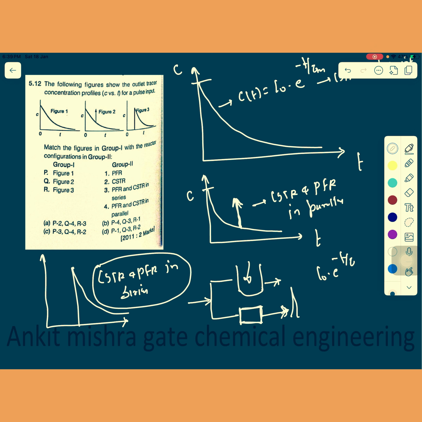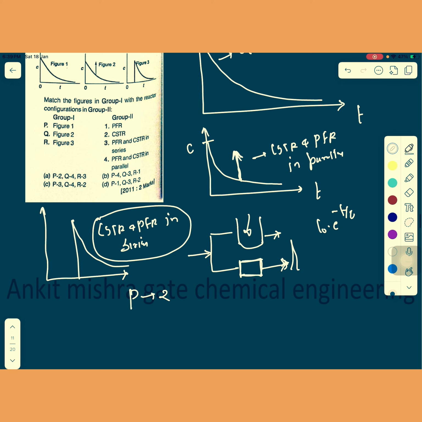So figure 1 shows CSTR only, so option P is your 2. Figure 2 shows PFR and CSTR in parallel, so option Q is your 4, and option R, figure 3, PFR and CSTR in series combination, so 3. So 2, 4, 3 is your correct option.